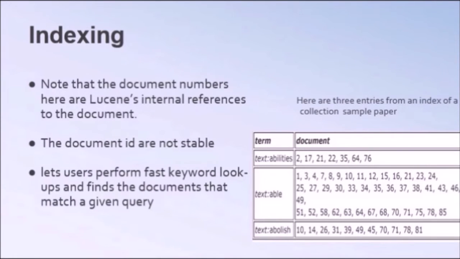As you can see, an example of the structure of a Lucene index is shown on the bottom right. Here are 3 entries from an index of a collection of sample papers. Note that the document numbers here are Lucene's internal references to the documents. These IDs are not stable. Lucene manages the document IDs as it manages the index and internal numbering, which may change as documents are added to and deleted from the index. It lets users perform fast keyword lookups and find the document that matches a given query.